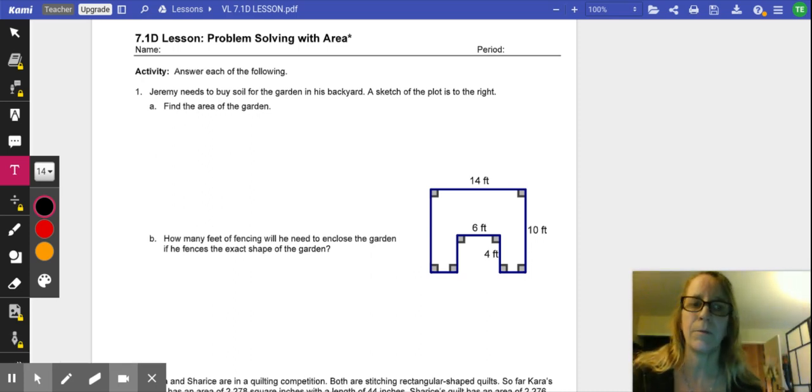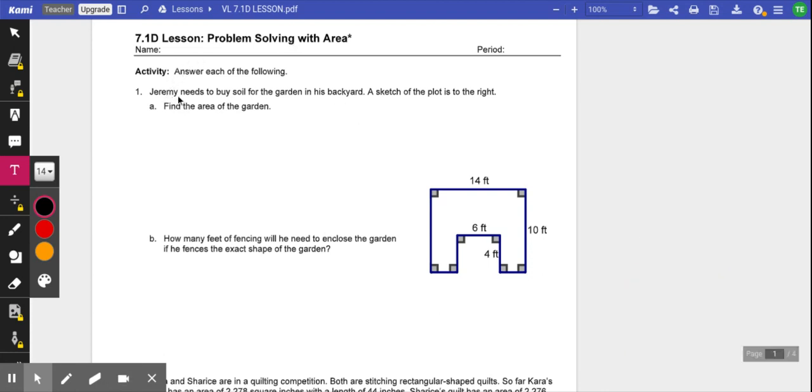Good morning, Math A. We're going to do some word problems with area. So have your printed PDF or do it electronically, or a lined piece of paper would be just fine. Here we go. Jeremy needs to buy soil for his garden in his backyard. A sketch of the plot is to the right, or kind of below. Find the area of the garden.